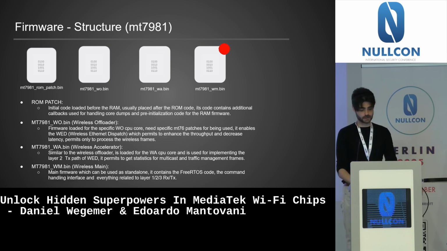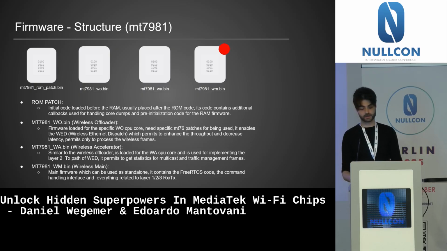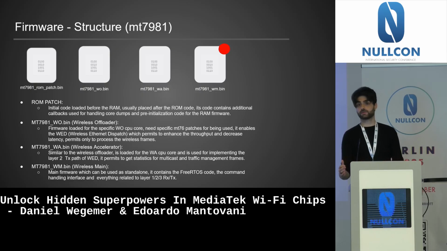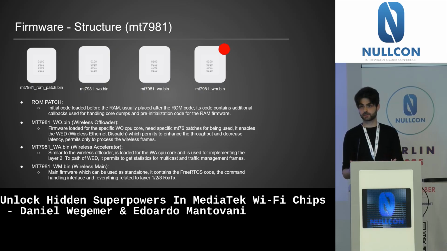And then we have the WM firmware, which is also called wireless main, and most of the hardware makes use only of this firmware and of the ROM patch. Essentially this can be used as a standalone firmware, and it contains almost everything for the proper working of the Wi-Fi hardware. So it has the FreeRTOS code, which is the real-time operating system Mediatek chose to use for its hardware.